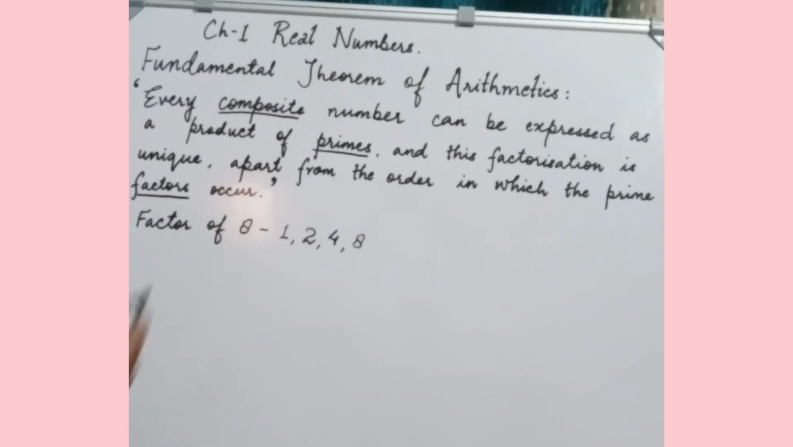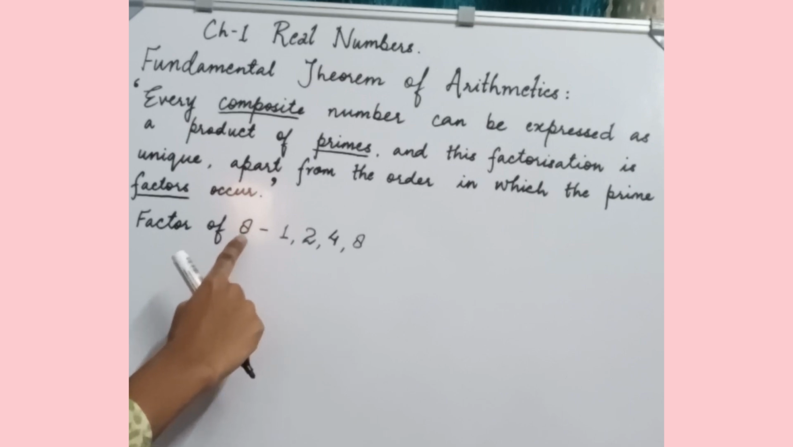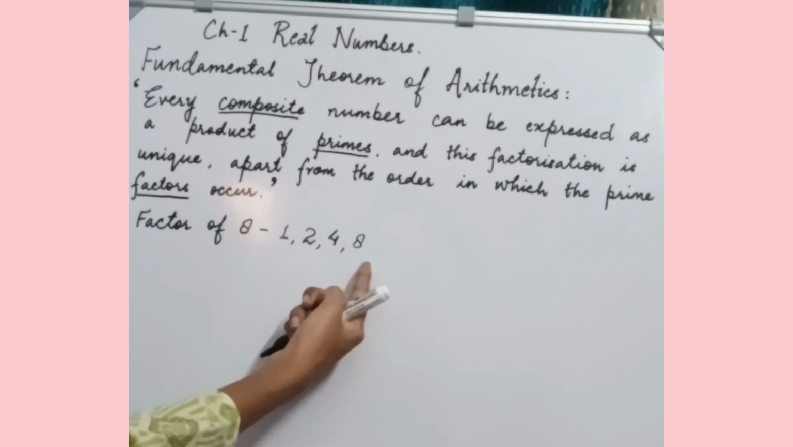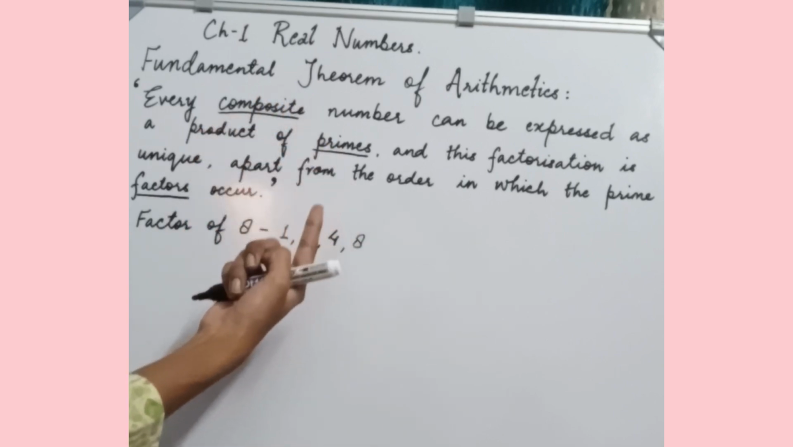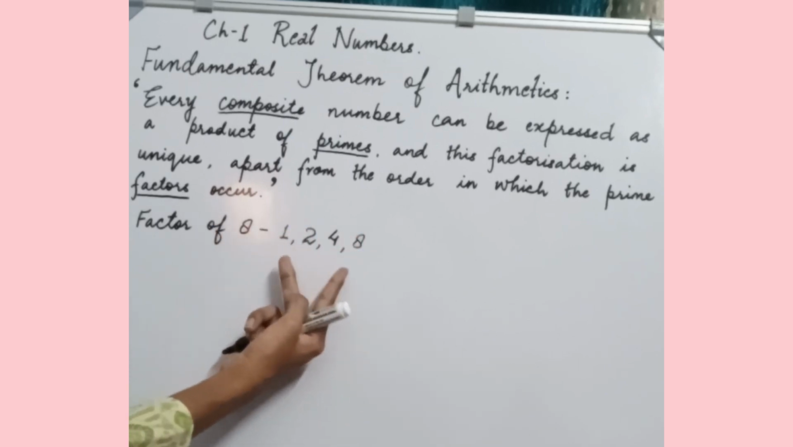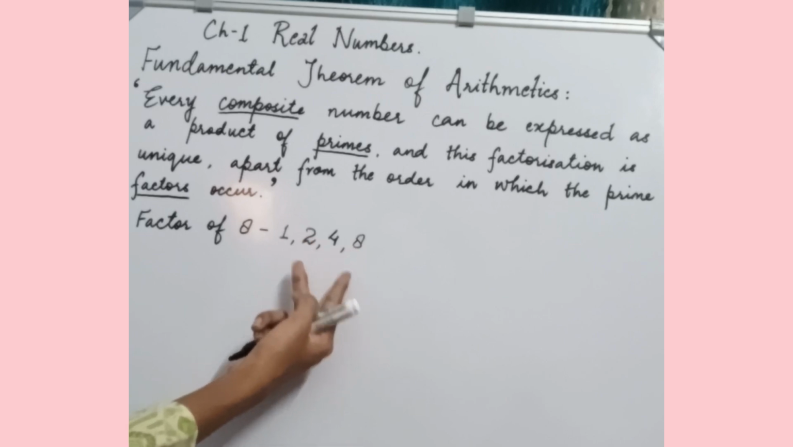Next, what is the meaning of composite number and prime number? Now you can very easily understand the meaning. A composite number is a number that has more than two factors. Let's quickly see the factors of 8. How many factors does 8 have? 8 has 4 factors. So by the definition, a composite number is a number that has more than 2 factors. See, 8 has more than 2 factors. There are 4 factors of 8.